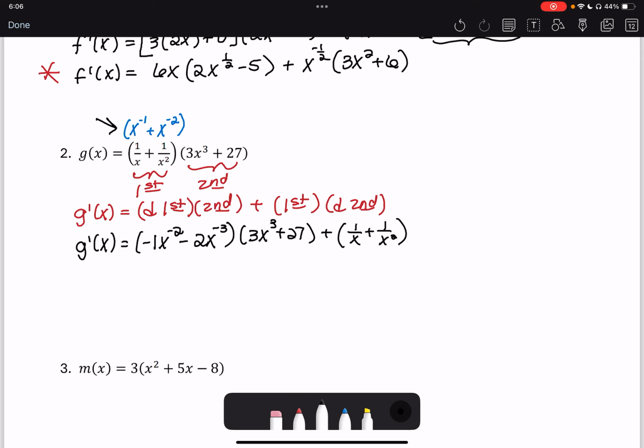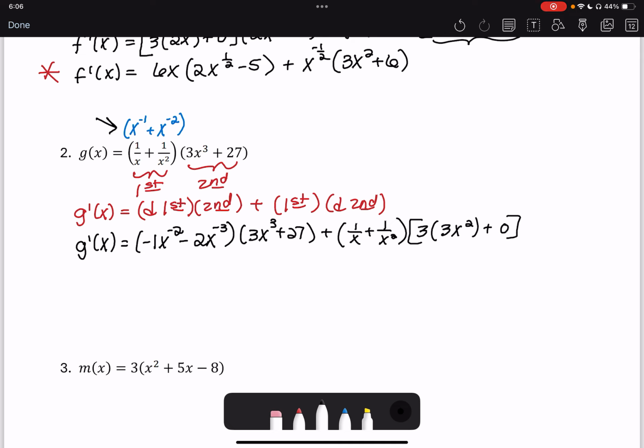And then the derivative of the second. So 3 is a constant multiple. We'll multiply to the derivative of the x cubed, which will be 3x squared. And the 27 is a constant, and the derivative of a constant is 0.